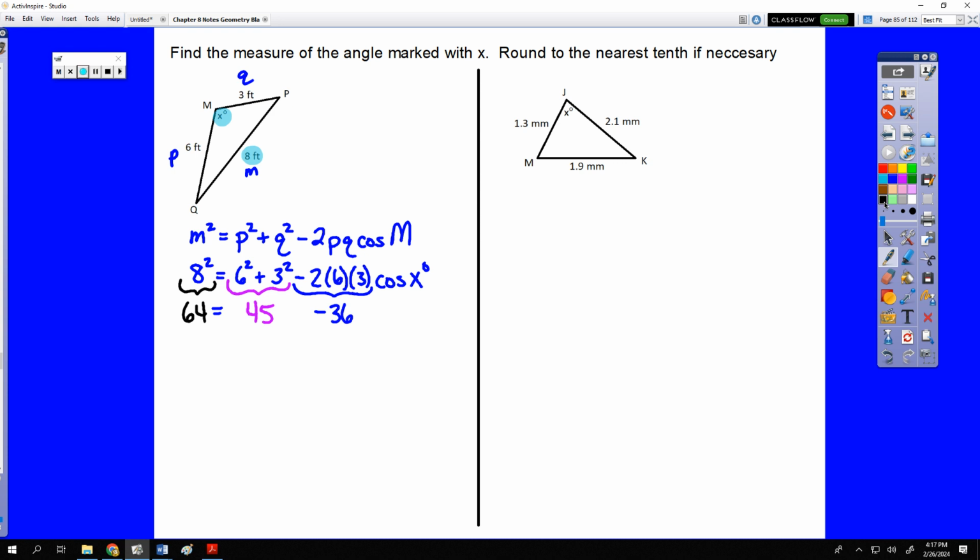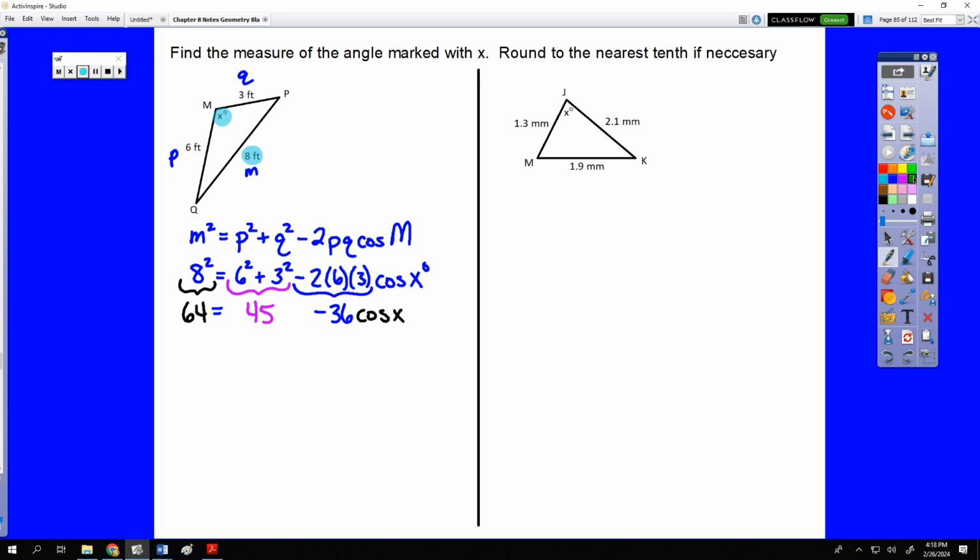But then that is being multiplied by the cosine of x, which is where most people get screwed up. They think they are allowed to put the entire right side, except for the cosine, into their calculator. But you cannot do that, because PEMDAS, order of operations, says that the multiplication between negative 36 and cosine has to happen before you can subtract 45 and 36. So if you do 45 minus 36, you will absolutely get the problem wrong 100% of the time, because that's not how order of operations works.